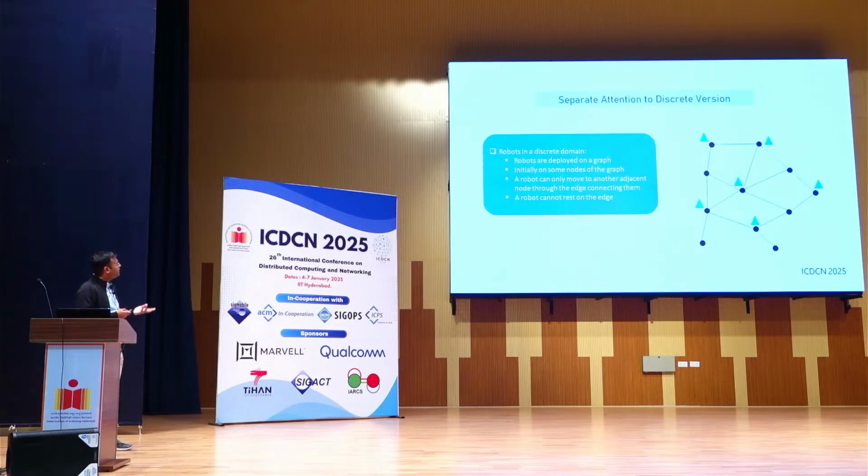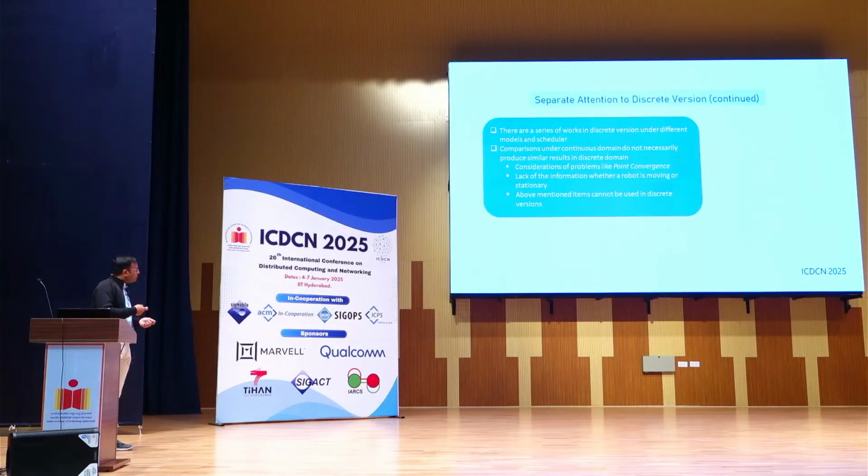The basic thing is we have a graph. Okay, either in the plane or you can imagine anywhere, where the robots are initially placed on some nodes of the graph, and the robot can only move from one node to another node that is adjacent to the previous one, only following the path that connects these 2 nodes. And a robot cannot rest on an edge. It can only rest on some node. Okay.